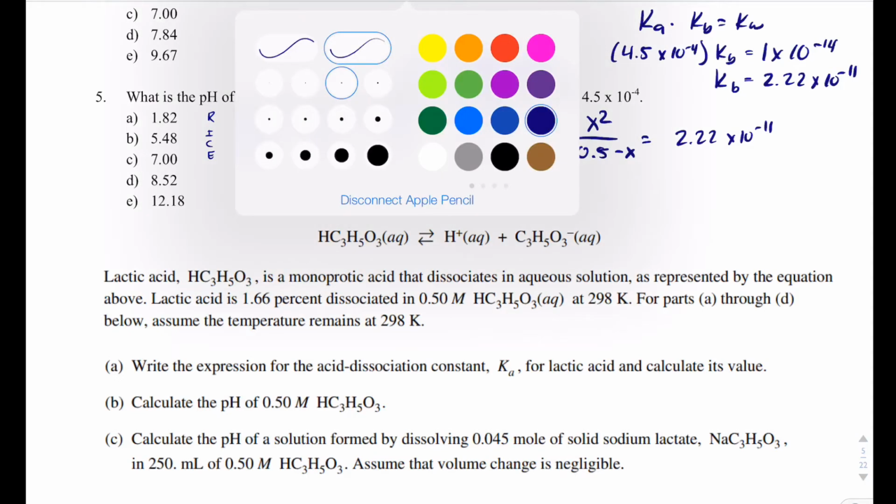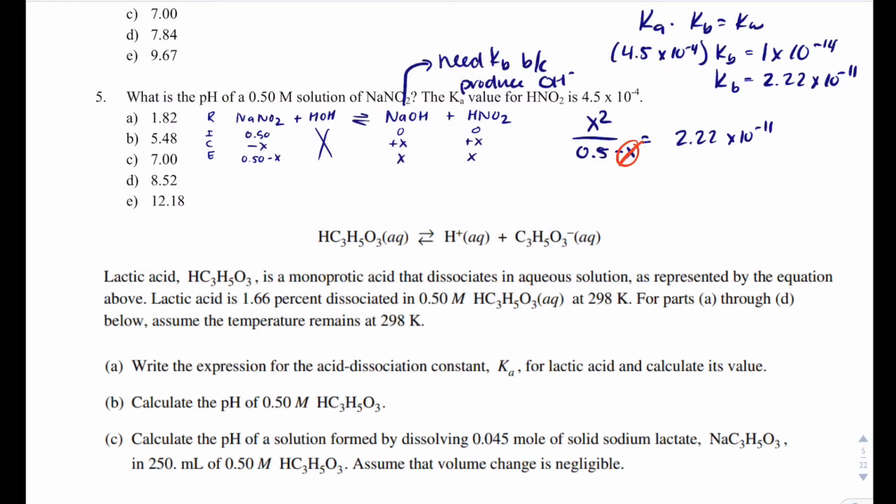I can use the 5% rule to get rid of minus x. And what I'm going to do is take 0.5 times 2.22 times 10 to the minus 11, which is going to give me 1.11 times 10 to the minus 11, and that equals x squared. I take the square root of each side, and what I'm going to end up with is something, but specifically it's going to be times 10 to the minus 6.